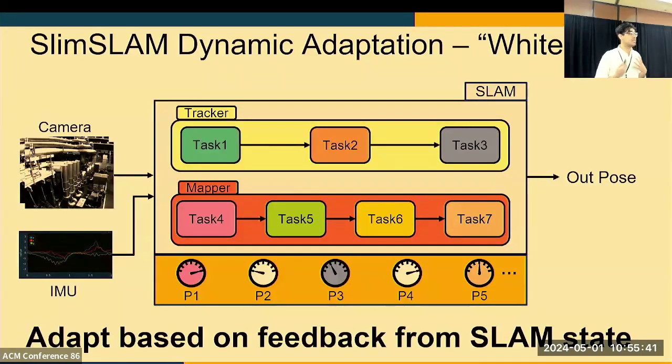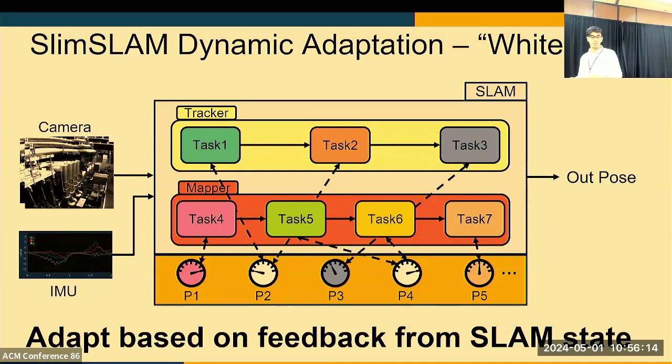So what we do with SlimSLAM is we take a white box approach. If you look inside of SLAM, it's very modular and broken down into tasks, and each of these tasks corresponds pretty well to a subset of parameters. By using the intermediate outputs and the state of each of these tasks, we can inform per-parameter decisions, so we can tailor the decision to each specific parameter.